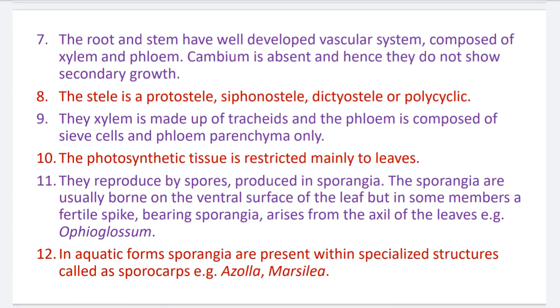Number 7. The root and stem have a well developed vascular system. Vascular system is the conducting system composed of xylem and phloem. Cambium is absent. Here cambium means meristematic tissue, which is absent, and hence they do not show secondary growth. What is the use of cambium? Cambium is the meristematic tissue, so it causes secondary growth in angiosperms as well as gymnospermic plants, and here cambium is absent, so pteridophytes cannot show secondary growth.